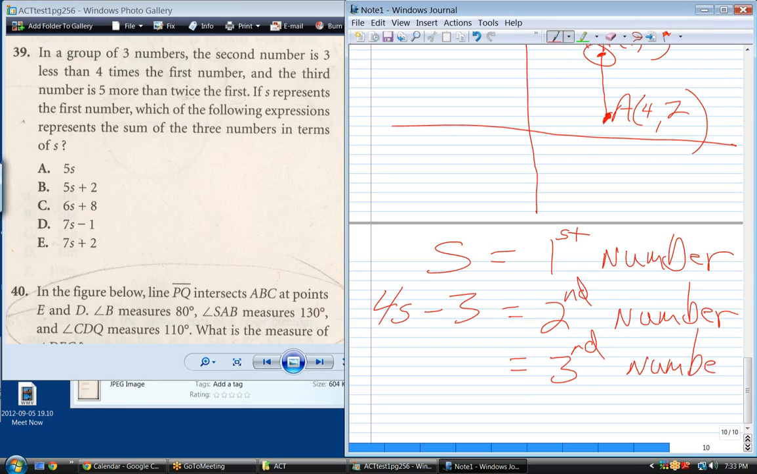Third number would be 2s plus 5. Good. So if you add those together, what do we get? We get 6s plus 2. Okay, how many total s's do we have? Oh, what about this one up here? 6. Well, what about this one? We got 1. Oh, the one more s. Yeah, so we got 7s. 7s plus 2, so E. Right.